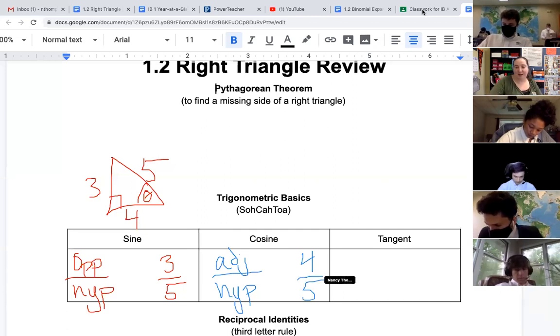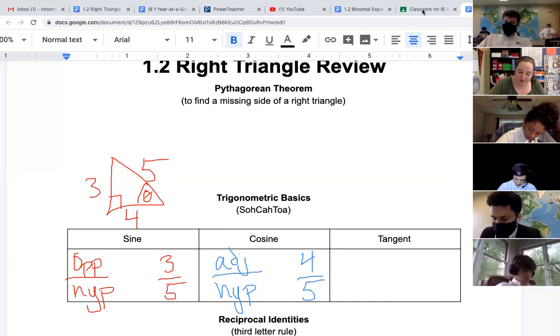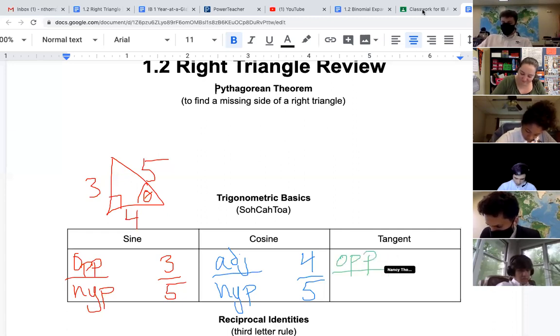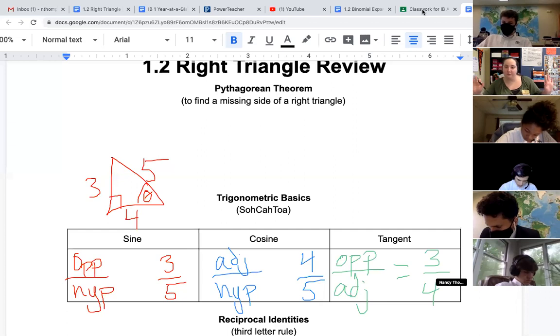Okay, and then lastly, let's hear from, how about Owen? Can you tell me what tangent would be? That is about to be opposite over adjacent. So that's going to be 3/4. Perfect.